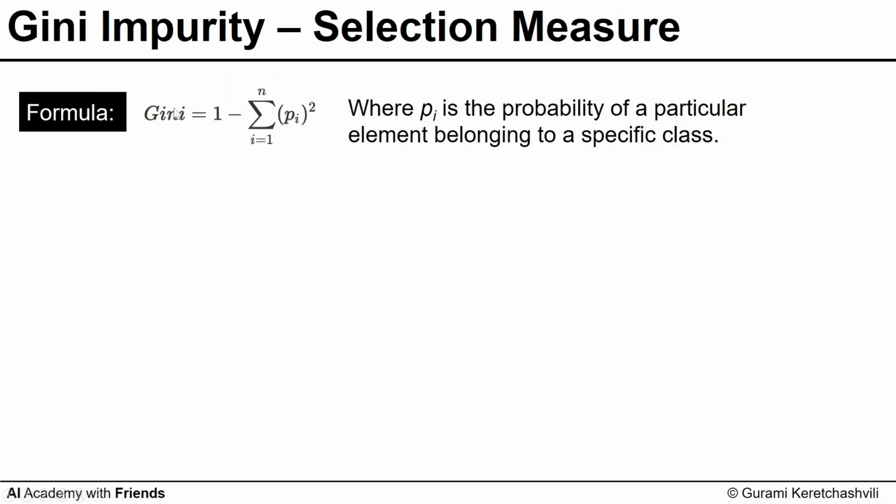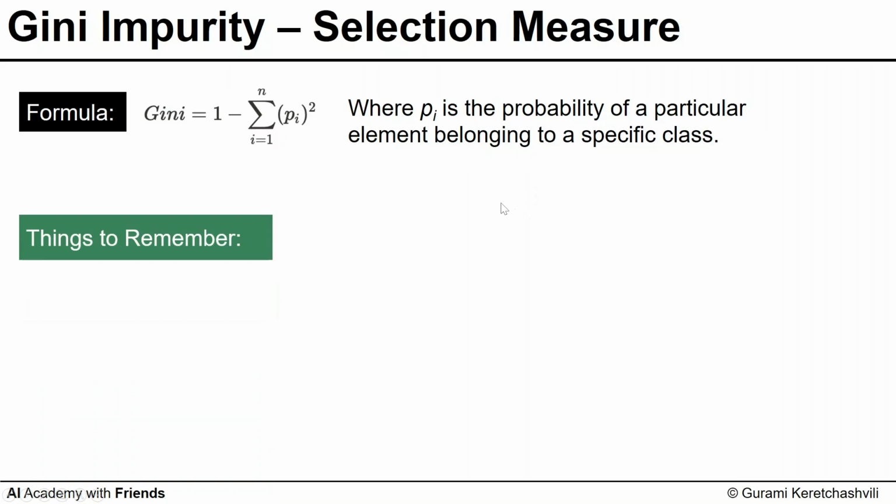There are different attribute selection measures. In this tutorial, we will focus on Gini impurity, also called Gini index, because it is used in the CART algorithm. The Gini index has the formula 1 minus the summation of pi squared, where pi is the probability of a particular element belonging to a specific class.